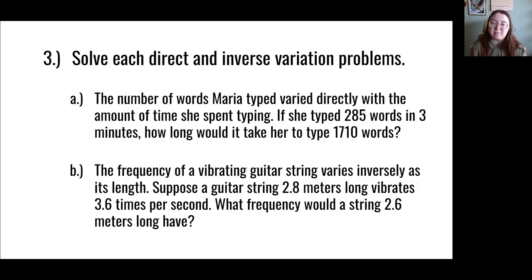Then for B, we have the frequency of a vibrating guitar string varies inversely as its length. Suppose a guitar string 2.8 meters long vibrates 3.6 times per second. What frequency would a string 2.6 meters long have? So that's our inverse variation. So we've got one of each, so we're going to go into our notes to solve both of them.